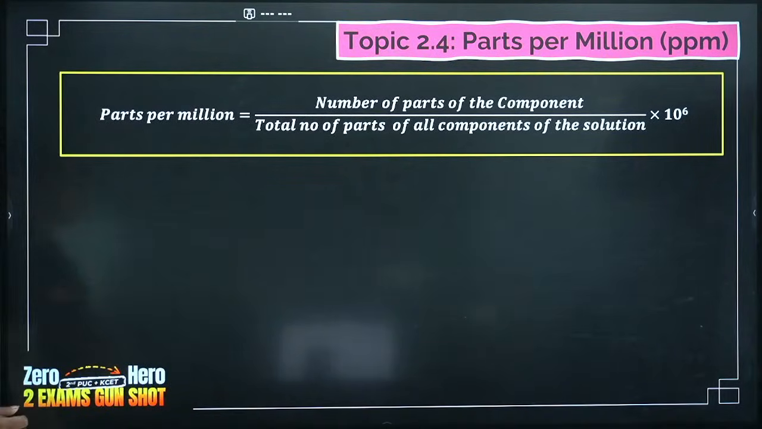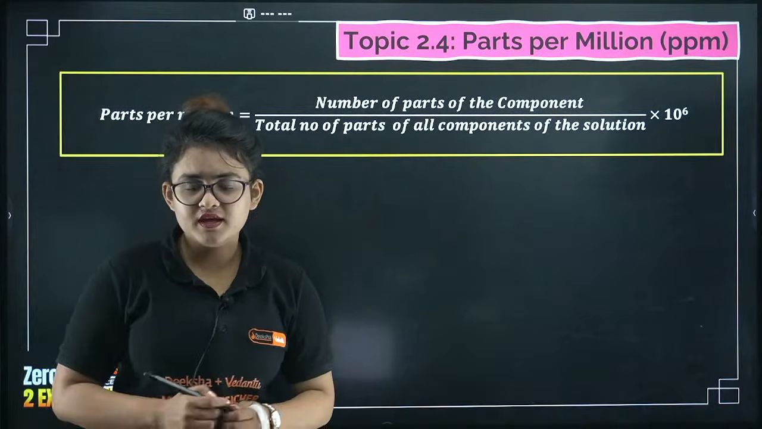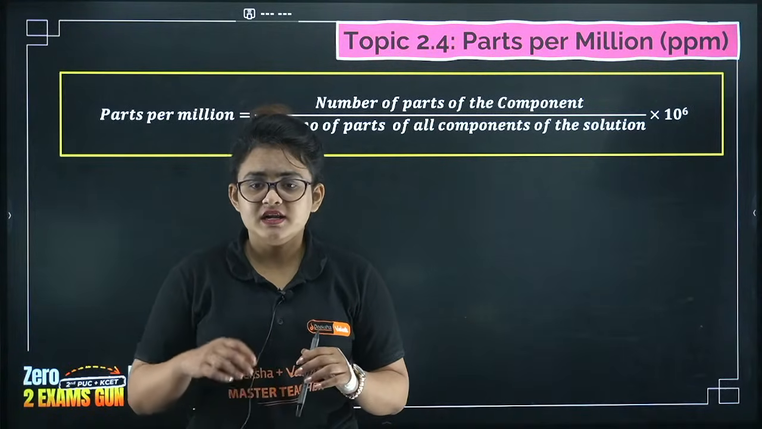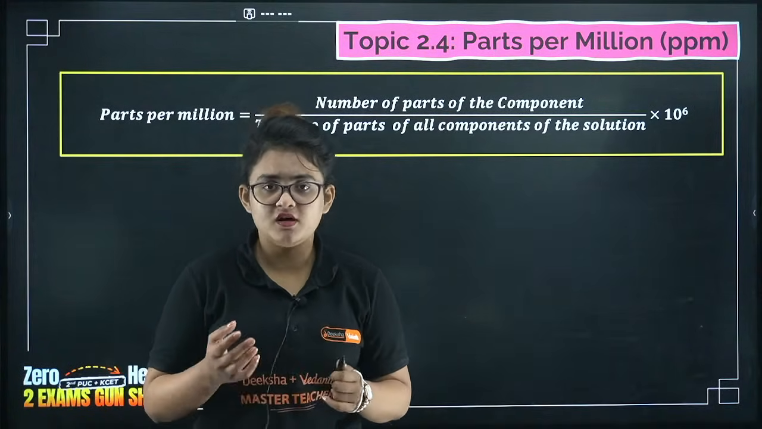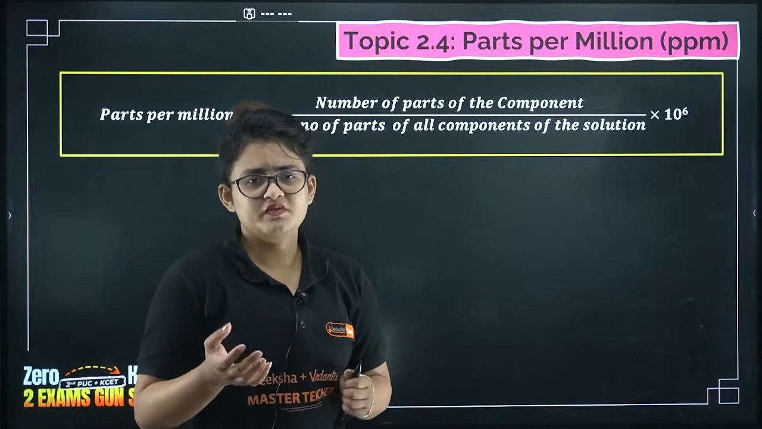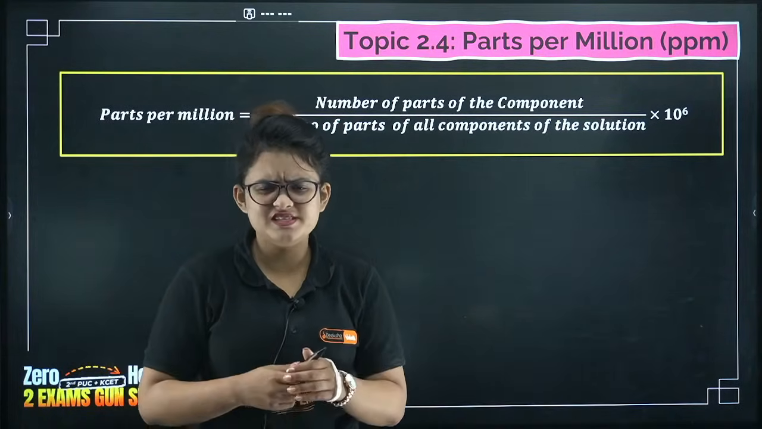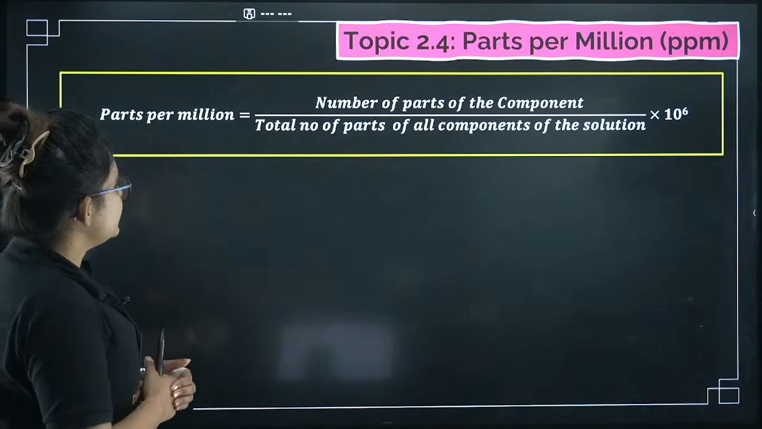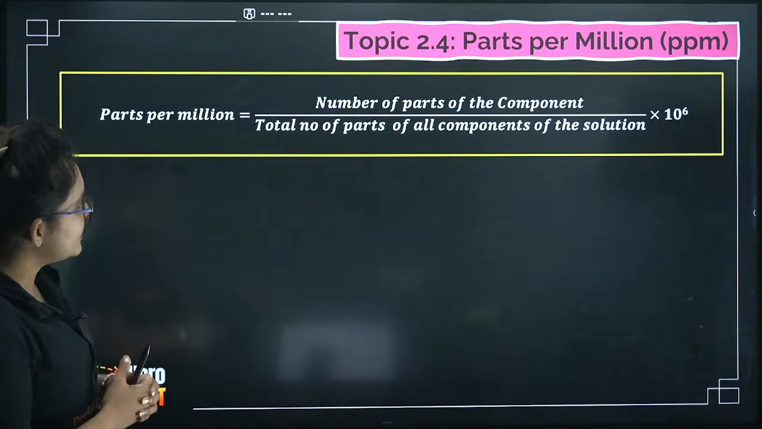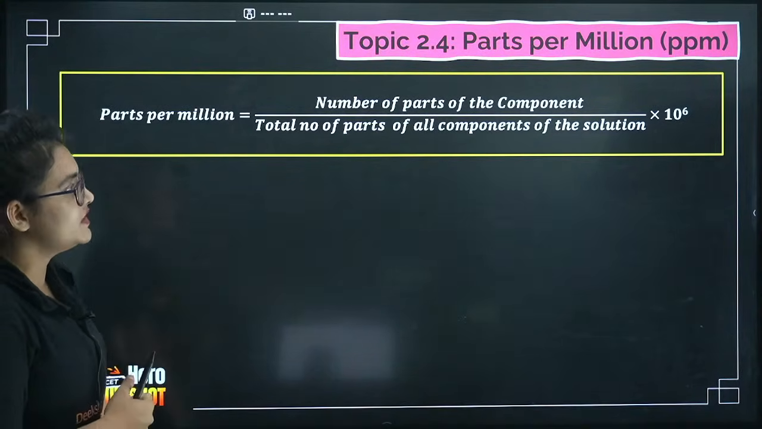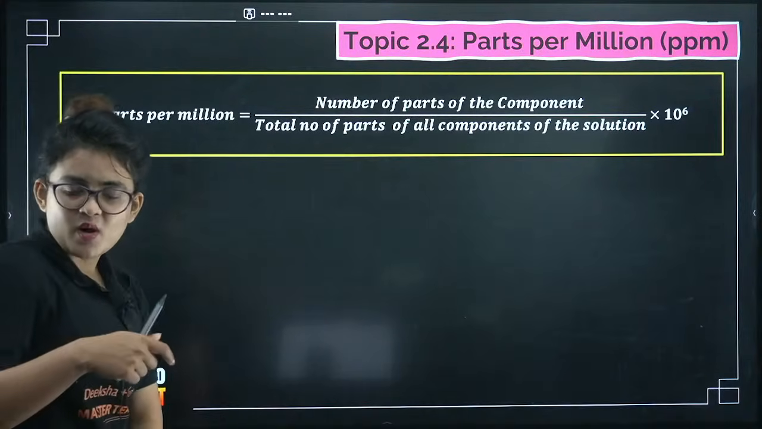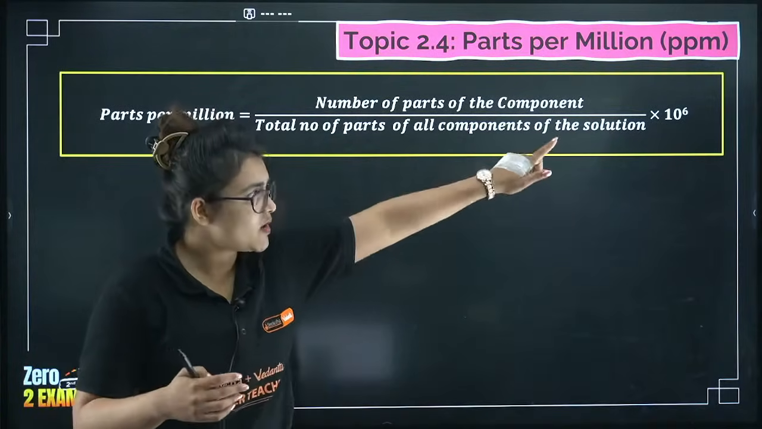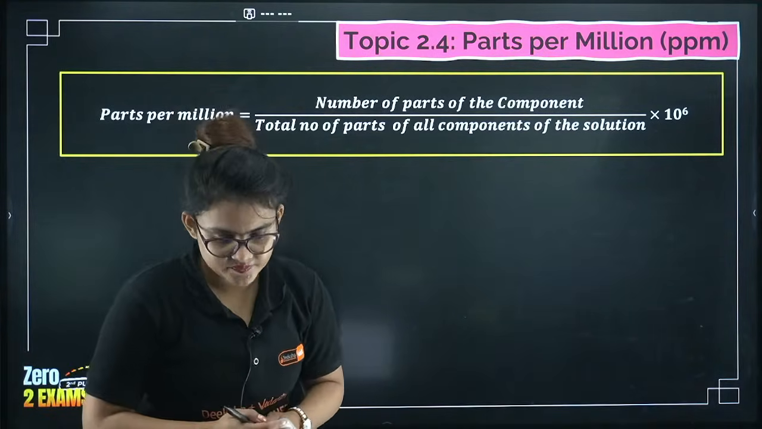Here you can see this is parts per million, that is ppm. This ppm unit is sometimes used to measure the dissolved oxygen amount in water, the amount of pollution, or the amount of dust particles present in the atmosphere, this type of thing. Very small units. Parts per million is the number of parts of component divided by the total number of parts of all components of the solution, into 10 power 6. Also you can get parts per billion, where that 10 power 6 will be 10 power 9.